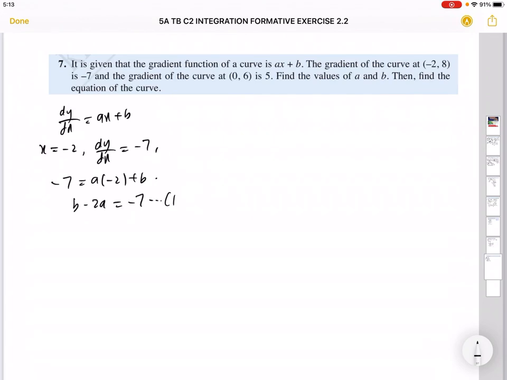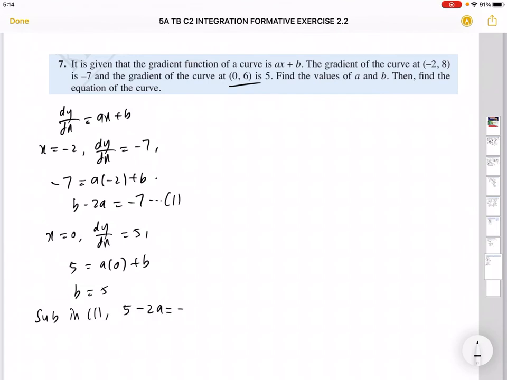Now, at the same time, there's another coordinate given. When x is 0, your dy dx is 5. So again, I sub in: dy dx is 5 when x is 0. And here you can find b. b is just 5. So when you sub into equation number 1, b is already 5, and you're finding a. You bring this over, negative 12, a is just 6. So you've got the value of b and the value of a.